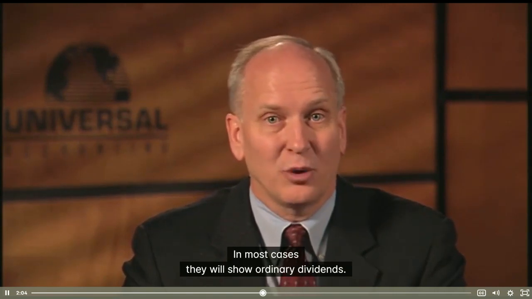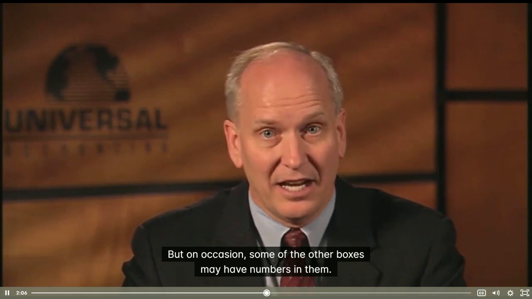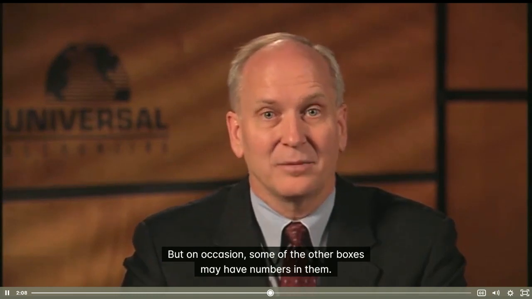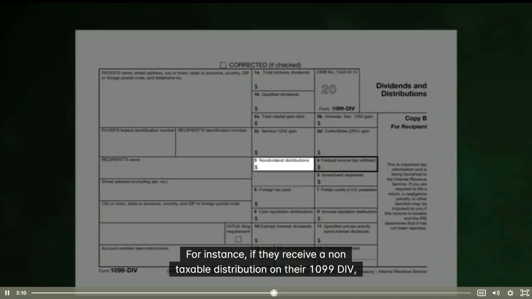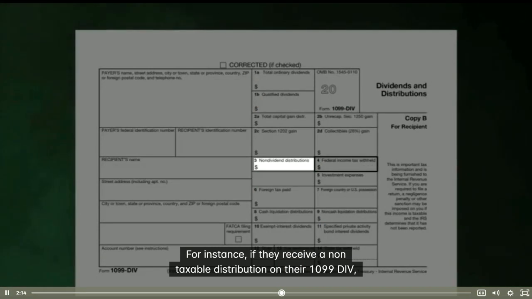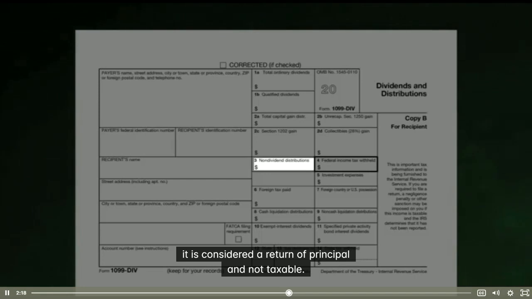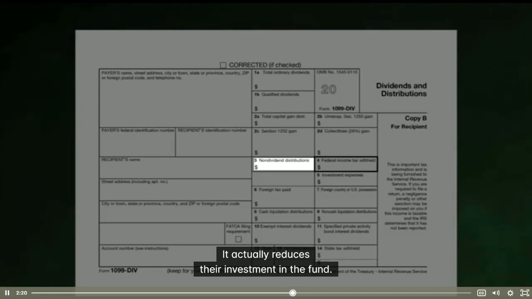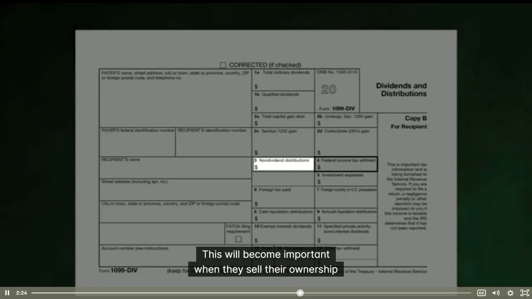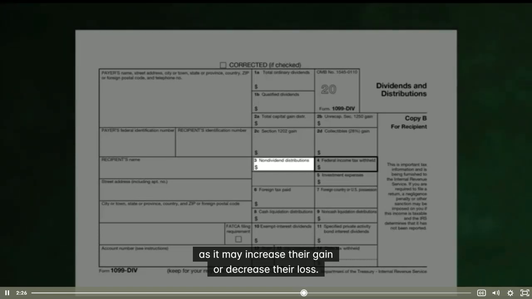In most cases, they will show ordinary dividends, but on occasion, some of the other boxes may have numbers in them. For instance, if they receive a non-taxable distribution on their 1099 DIV, it is considered a return of principal and not taxable. It actually reduces their investment in the fund. This will become important when they sell their ownership, as it may increase their gain or decrease their loss.